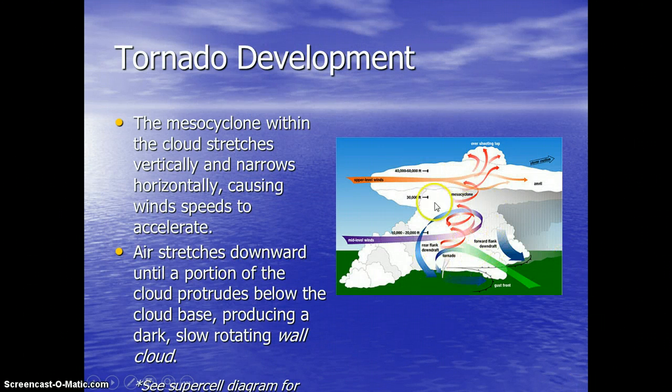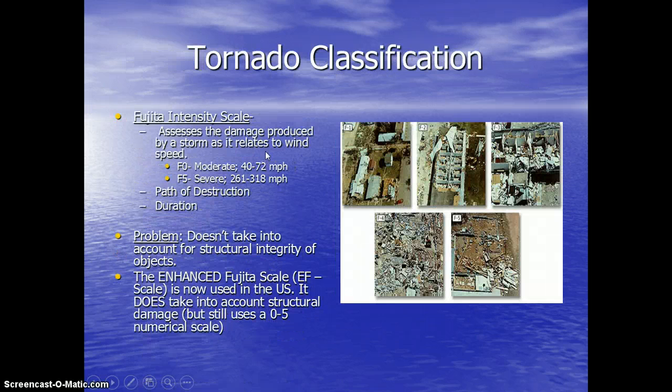So here's our mesocyclone spinning. We get the tornado here. All right, very similar picture to the last one. Updrafts and downdrafts. So we get rain on this side. This is the downdraft. Rain over here. Okay. All right, moving on.